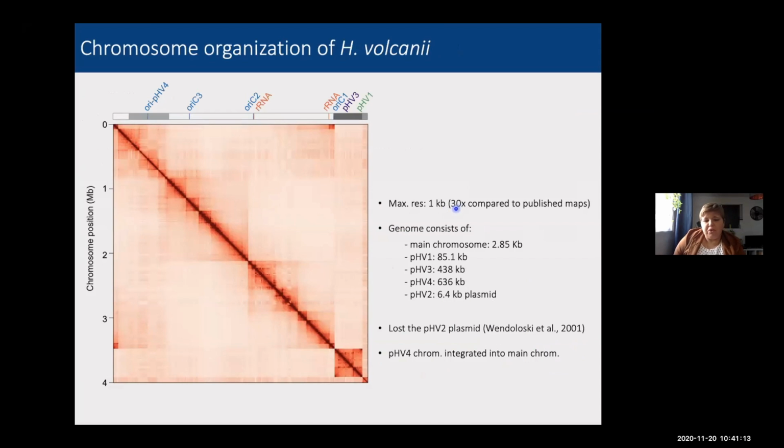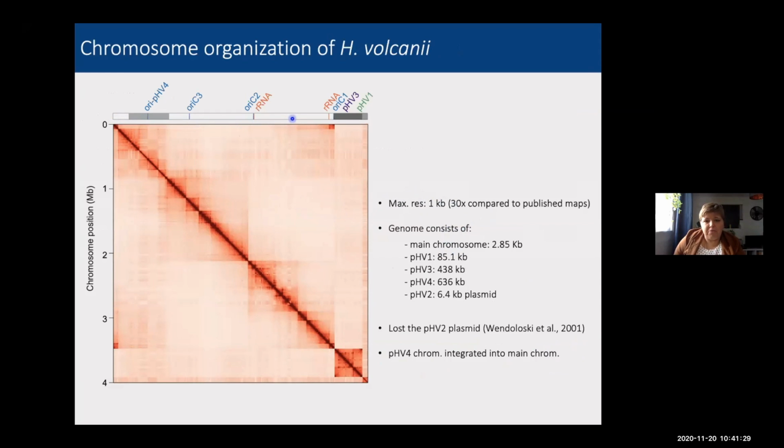So it was really cool. I mean, you can immediately see it's so much better than what the Sulfolobus looked like. So we can actually go down to 1 kb resolution, which is a 30-fold increase compared to what we've seen in the Cell paper. And just to talk you through the chromosome, we have the genome.